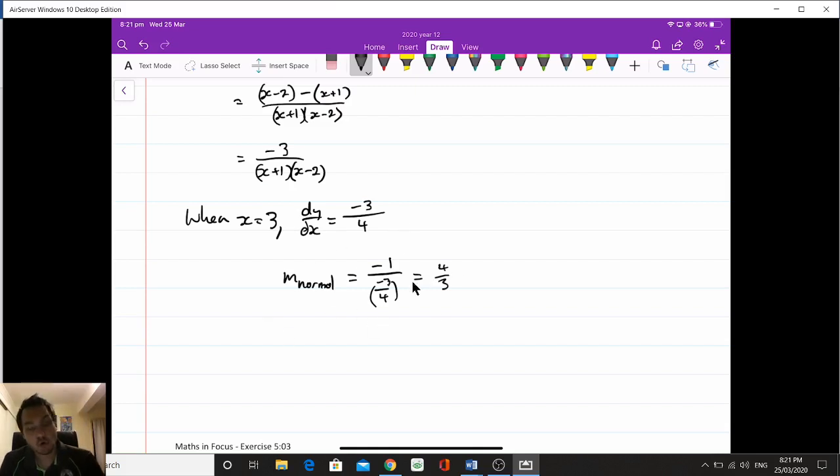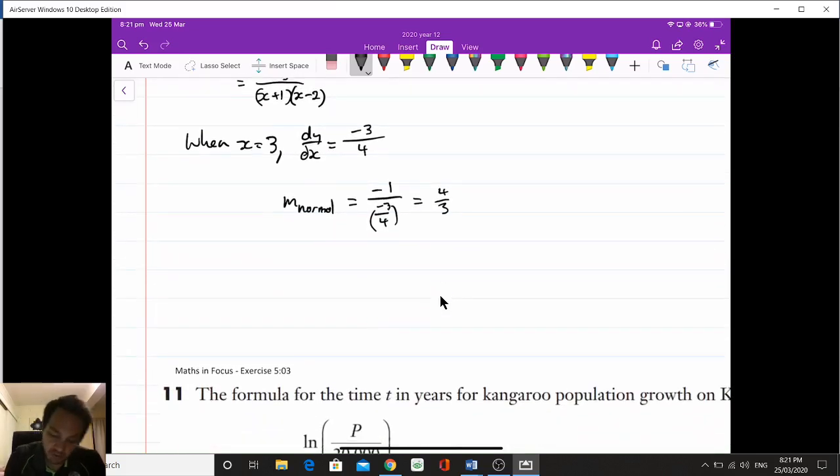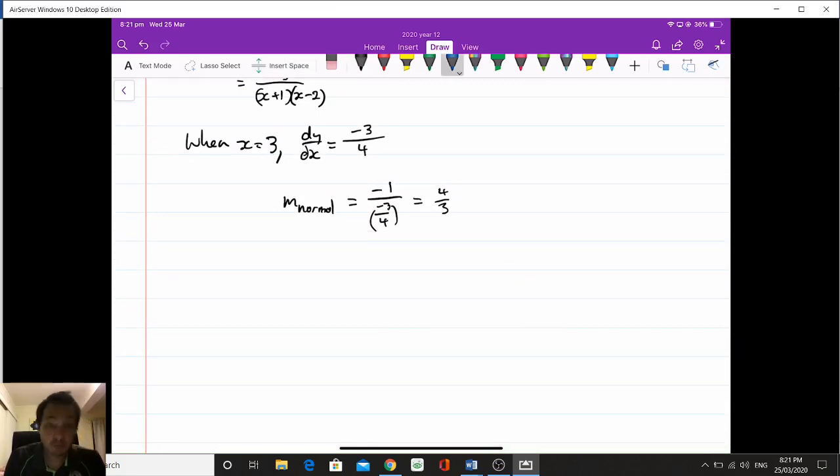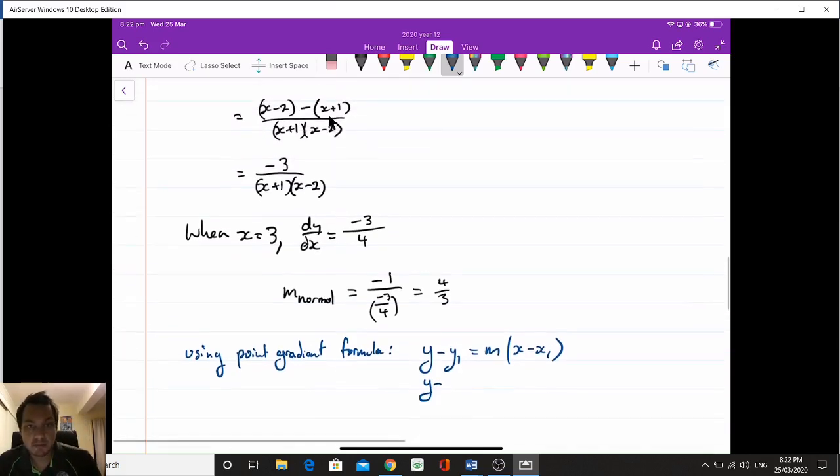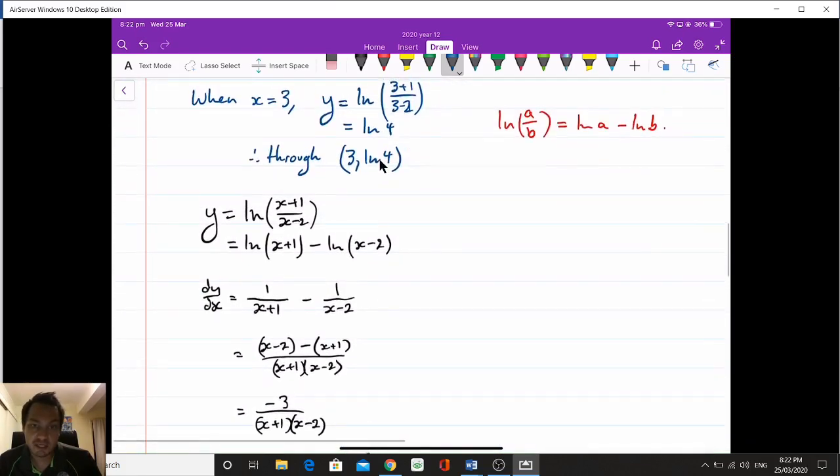Okay, so m of the normal is 4/3, and now, therefore, using the point gradient formula, we can put those two things together. We're going to use y minus y1 is equal to m by x minus x1. I probably should put it in the general form for you. It might get a little bit messy, but y minus the point y1 was, I think it was ln4, wasn't it? ln4.